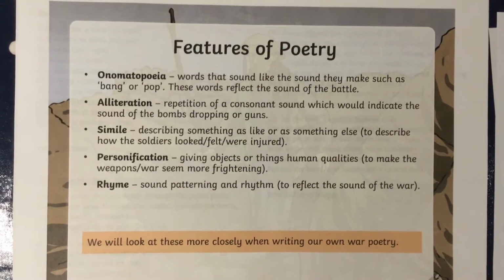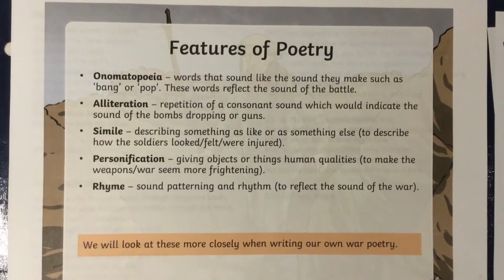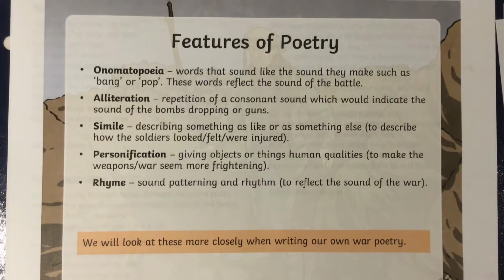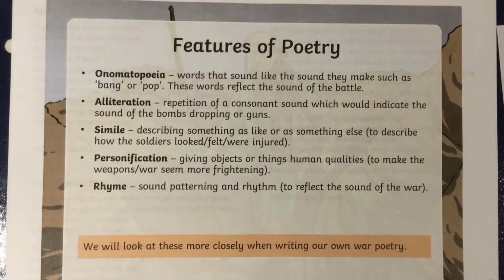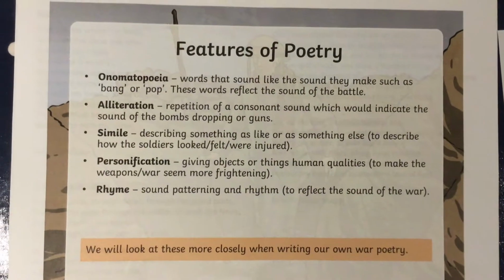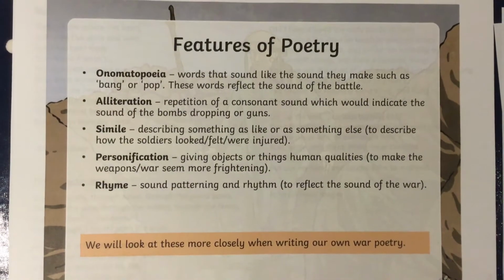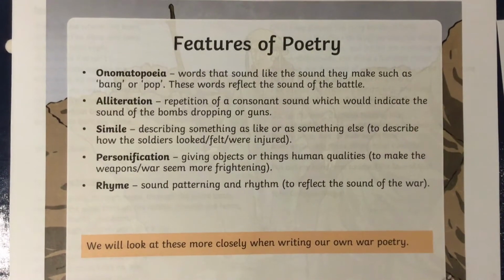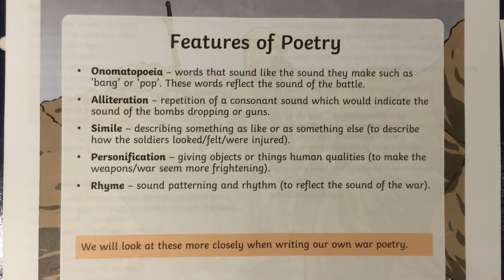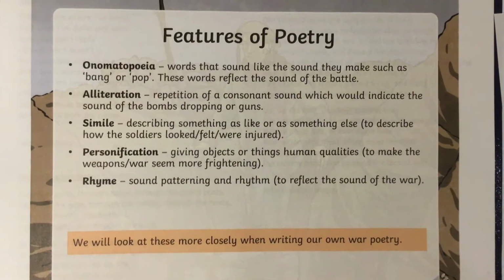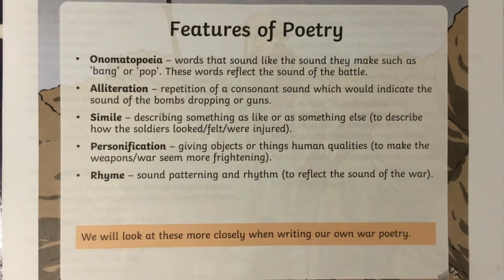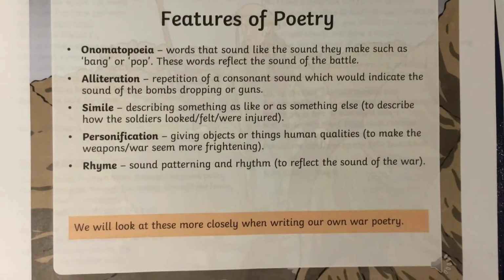Okay, so here are the 5 different features we're going to cover today. In the tasks, have a look at those on Teams for more details, but we'll go through them a little bit later in the video. Onomatopoeia, good word to spell that. Words that sound like the sound they make, such as bang or pop. Alliteration, repetition of the sound at the start of the words. Similes, describing something as like or as something else. Personification, making things sound alive that aren't. And rhyme as well, we're going to look at that finally. But we're going to focus on some of the descriptive techniques more so.